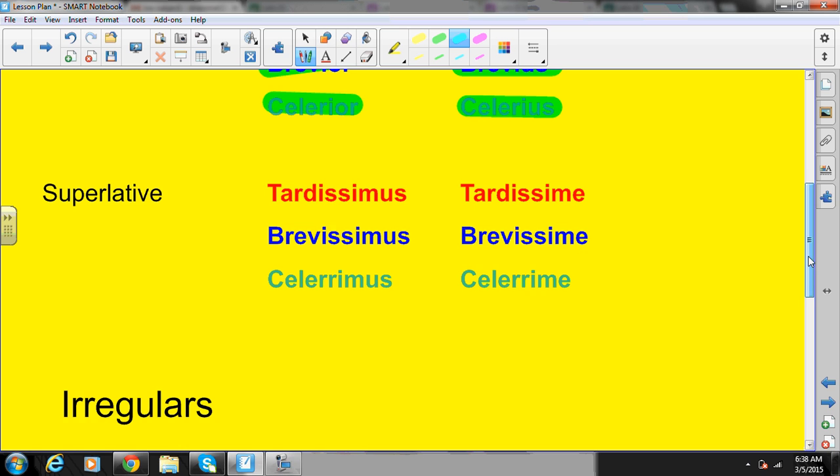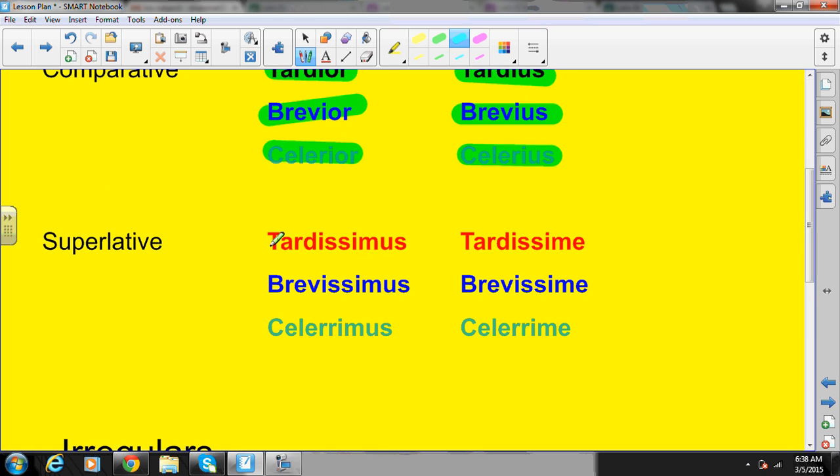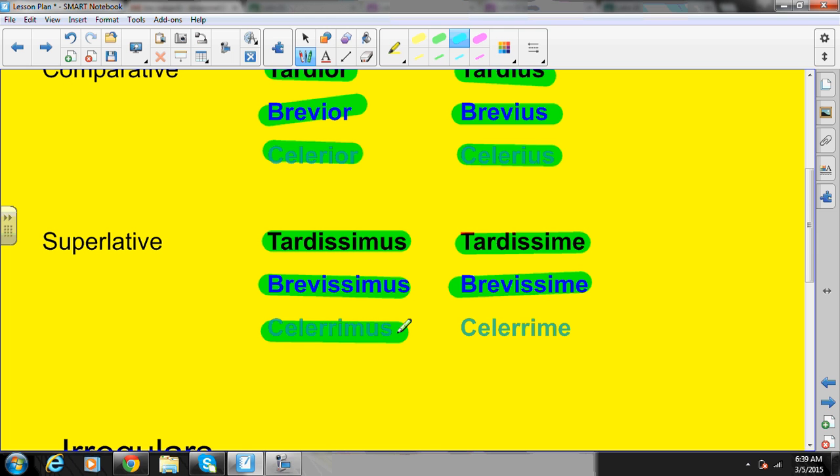Superlative, this is where that celerime came into play. I'm going to get a double S, issimus, for our first and second declension adjectives. Issime. Third declension is going to get an issimus as well, and an issime. Unless the stem ends in an R or an L, and that's when we're going to double R or double L that word. So we get celerrimus and celerrime.